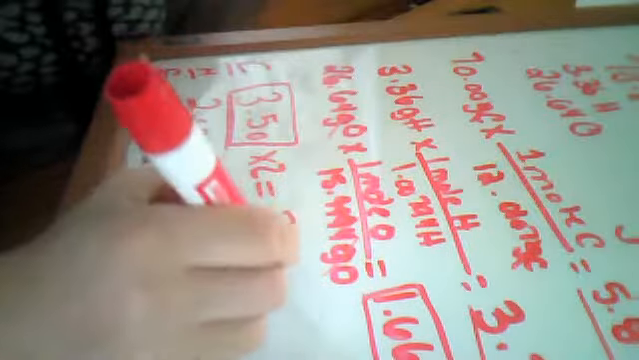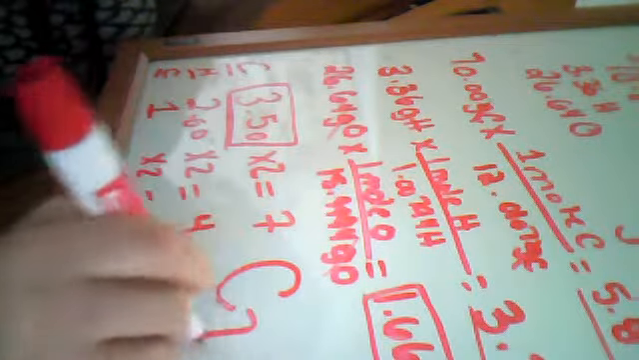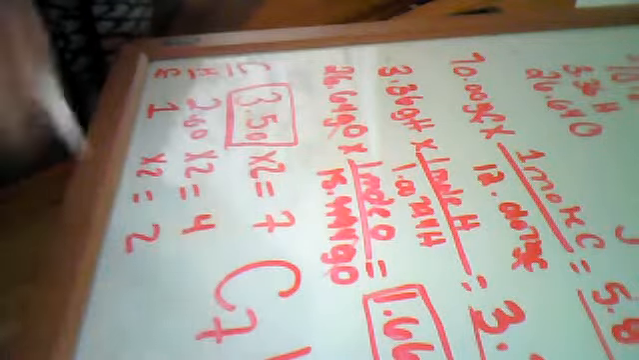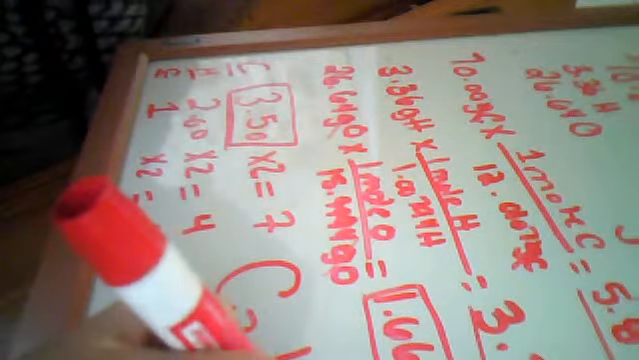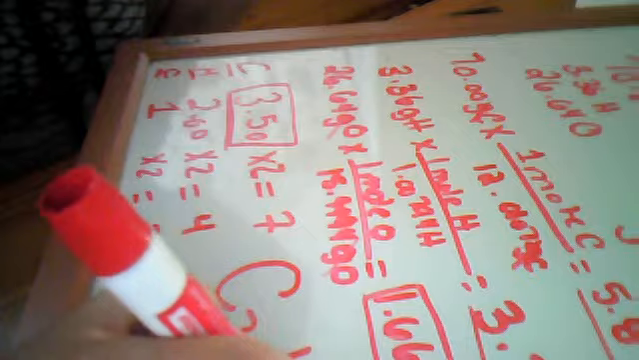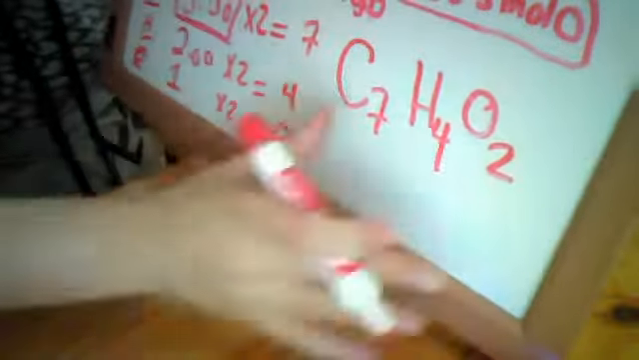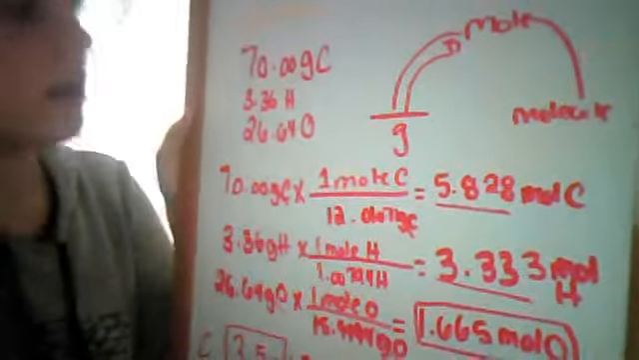So now we write the formula. We get C7, which is carbon 7, H4, and then oxygen 2. So the formula is C7H4O2. So I'm going to show you guys what I did.